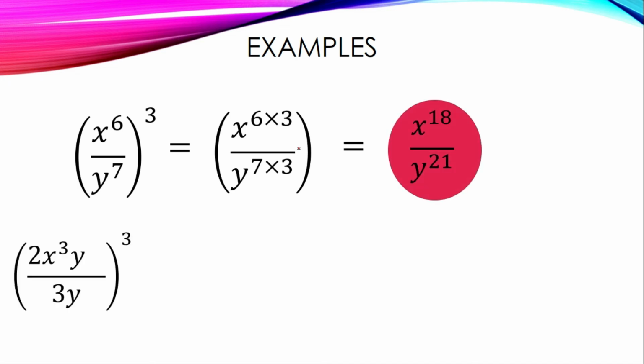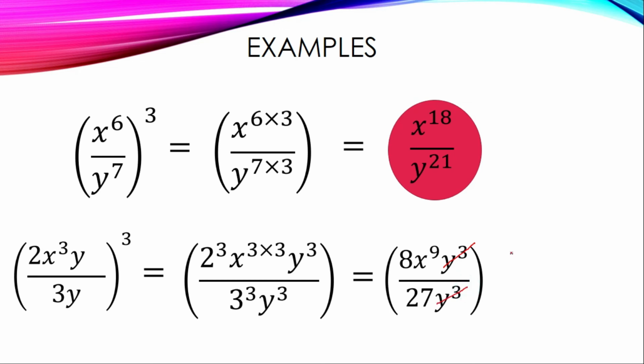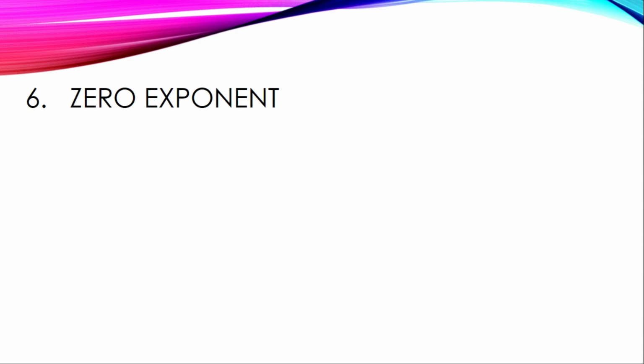Another example, if we have the quantity 2x cubed y all over 3y cubed. So, just distribute again the exponent 3, and by simplifying that, we have 8x raised to 9, y cubed over 27y cubed. We can use cancellation here because this one is the same as this. Or applying the quotient of powers, we just simply have 8x raised to 9 over 27, and that is now your final answer. The next law of exponent is the zero exponent.